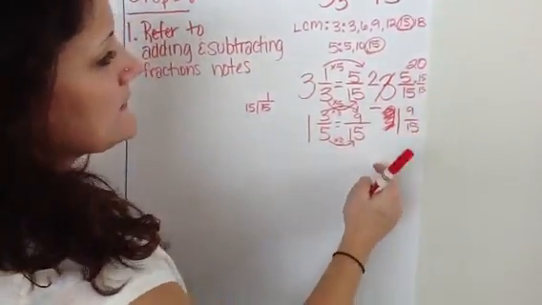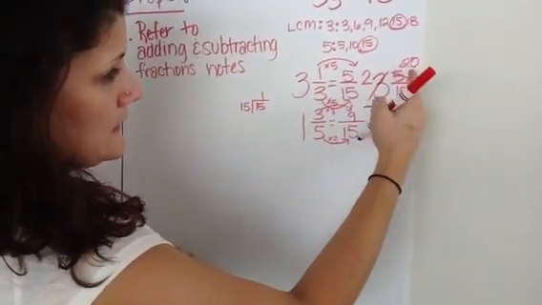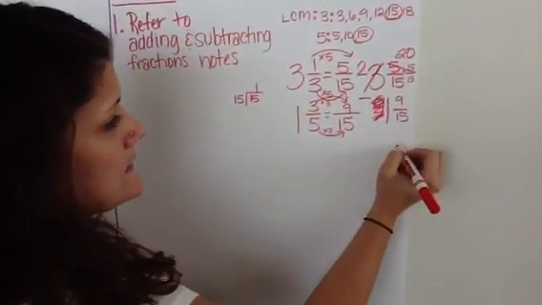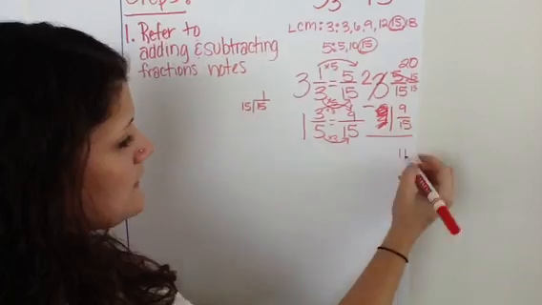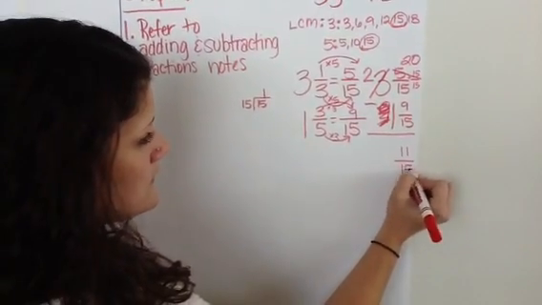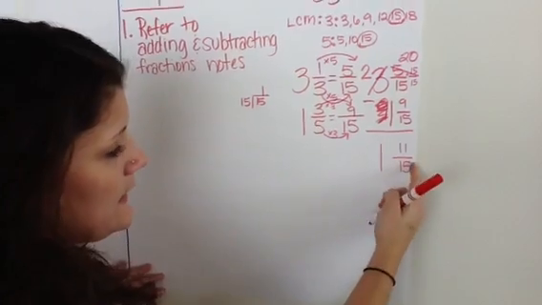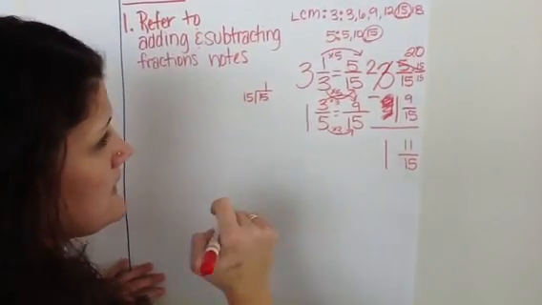That looks a little messy. So now my number is 20, and I can do 20 minus 9. So 20 minus 9 is 11. And then my denominator is just brought down, and 2 minus 1 is 1. I can't reduce 11/15. My answer is 1 and 11/15.